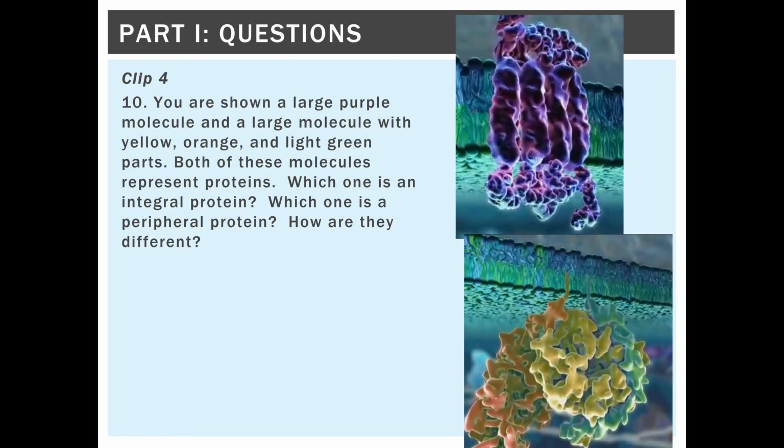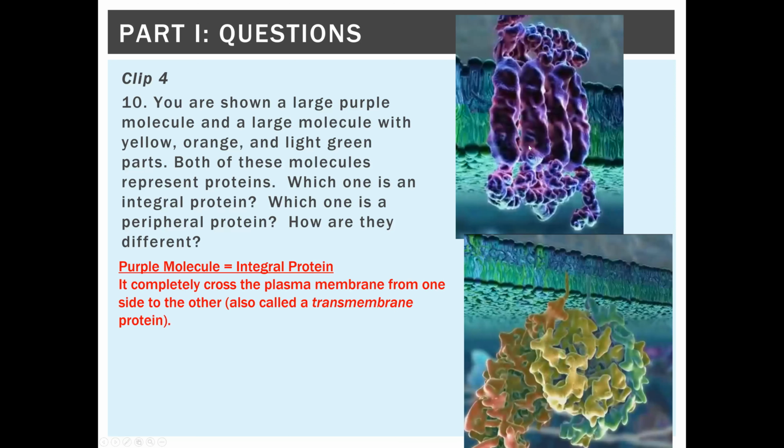Okay, so let's look at question number 10. You are shown a large purple molecule and a large molecule with yellow, orange, and light green parts. Both of these molecules represent proteins. Which one is an integral protein? Which one is a peripheral protein? And how are they different?